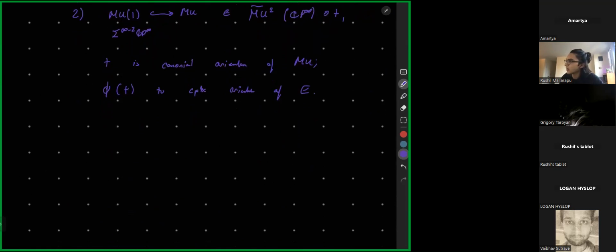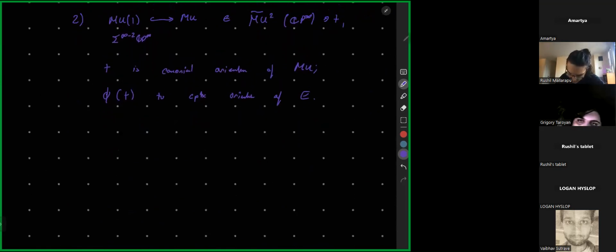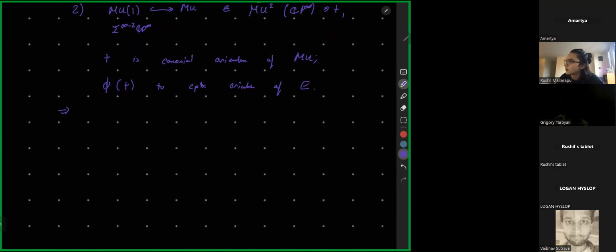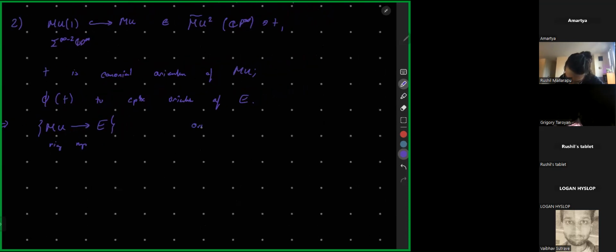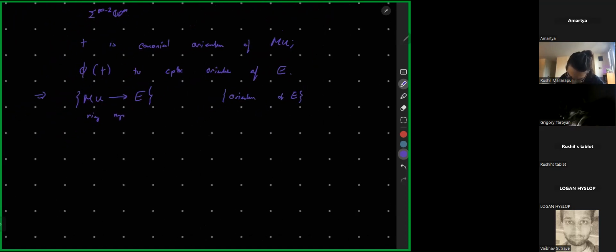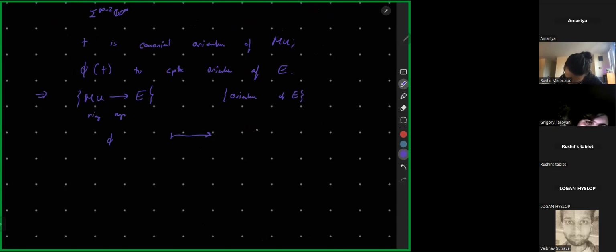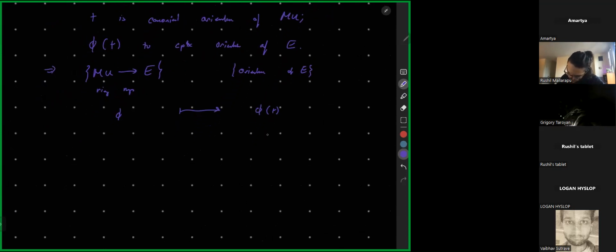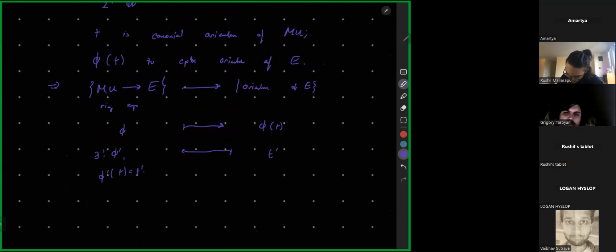So what does that mean? It means that we have this bijection between maps of ring spectra and orientations of E, given by sending some map phi to its image of this class here, and by sending some class T prime to the unique map phi prime such that phi prime of T is equal to T prime. And this is a bijection.